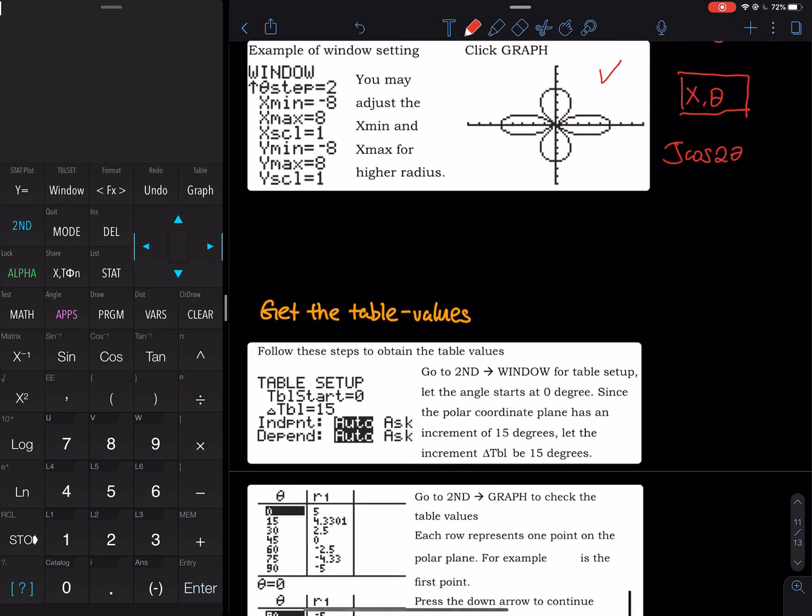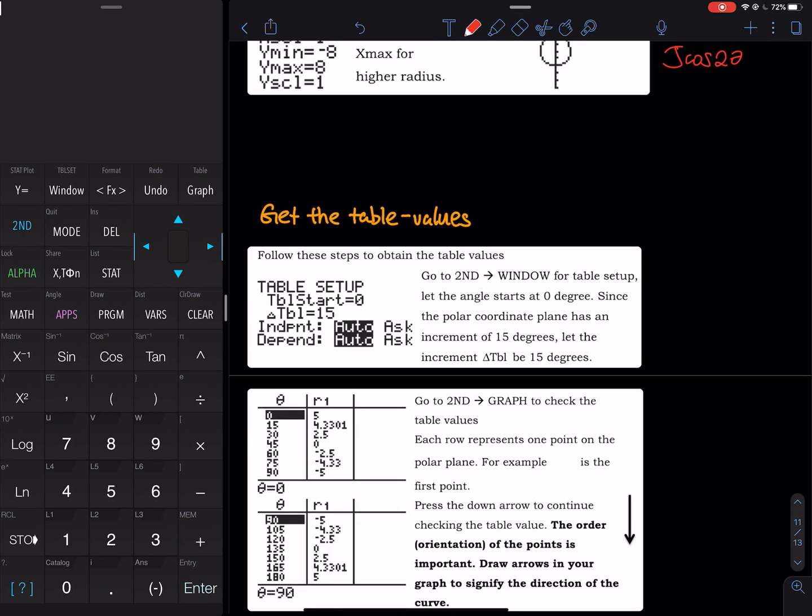We have to get the table value. So you still have your equation, right? To get the table value, you have to set up your table first. So go to table setup. The way you go there is you press second and then you press the window key. And then here is the setup that I want you to do.